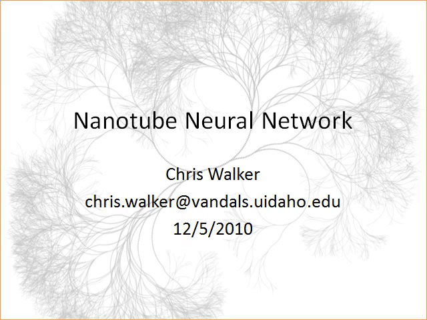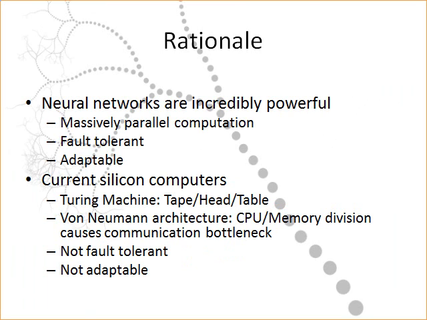Hello, I'm Chris Walker, and for this project I will be considering a hypothetical neural network which uses carbon nanotubes for synaptic neural connections. The rationale for considering neural networks is their incredible computational power. Because of their somewhat amorphous parallel construction, they can do massive parallel computations on different concepts at the same time. This also leads to a fault-tolerant and adaptable nature, as seen in humans who have lost part of their brain and yet are still able to function in a semi-normal fashion.